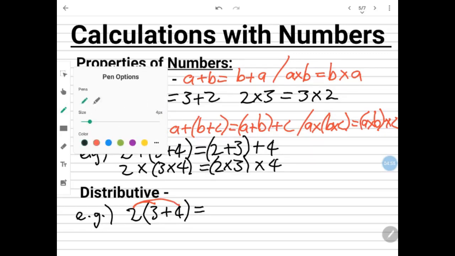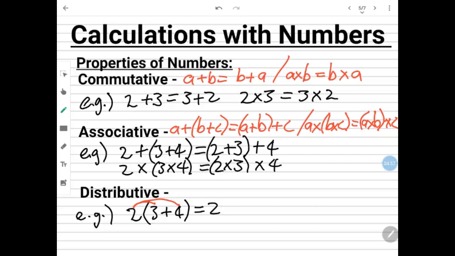So we can write 2 times 3 plus 2 times 4. Right, that's distributing the 2. That's why we call it the distributive property. All right. So with this one, okay, we used multiplication. Remember, I said there we multiplied there. Even though we used a plus inside, we can also put a minus inside.